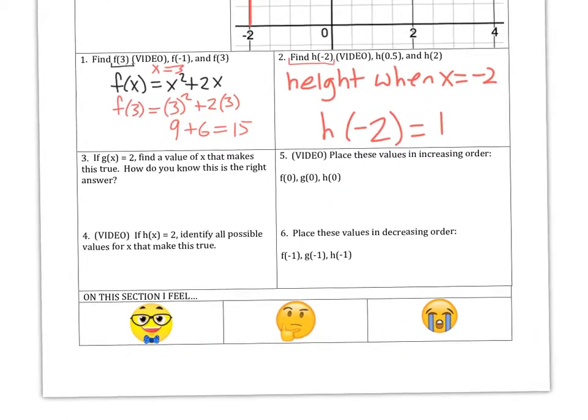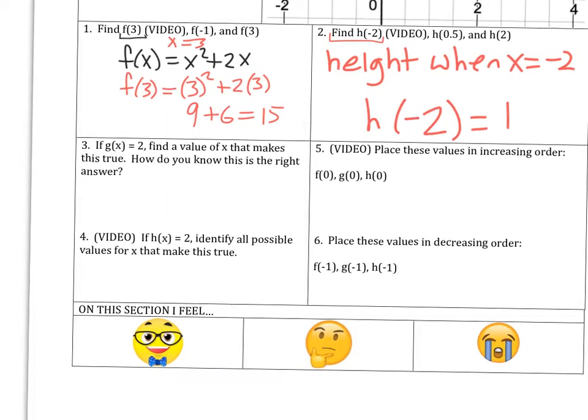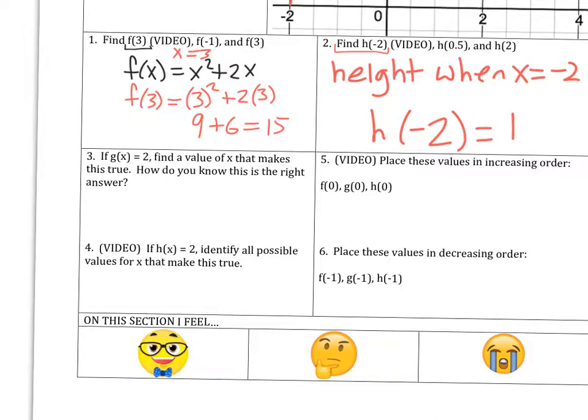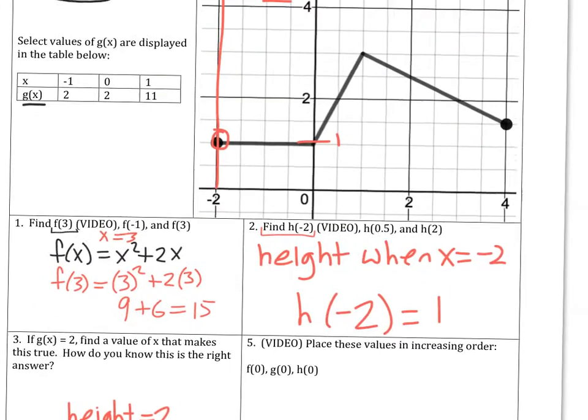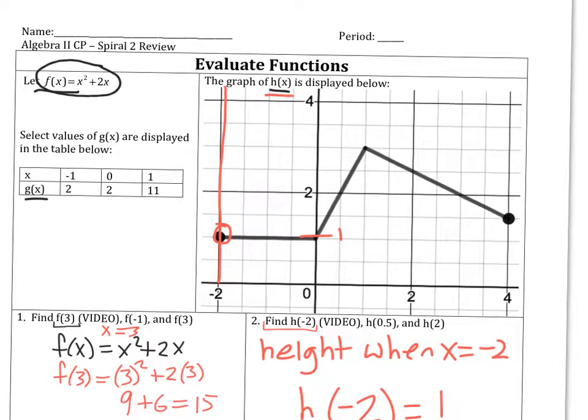For number 3, I'm not doing a video. For number 4, I am doing a video. So let's take a look. If h of x is equal to 2, okay, we're back to our graph again. So this means we're talking about the height equals 2. Identify all possible values for x to make this true. So anywhere that has a height of 2 on my graph, that's going to be anything that has a height of 2.